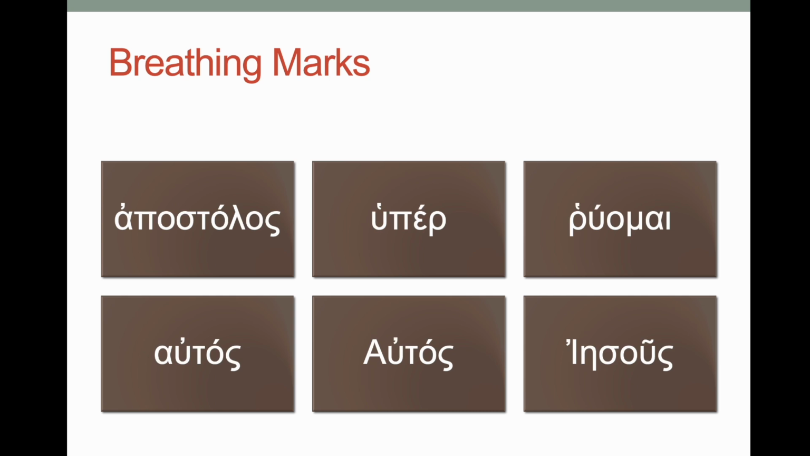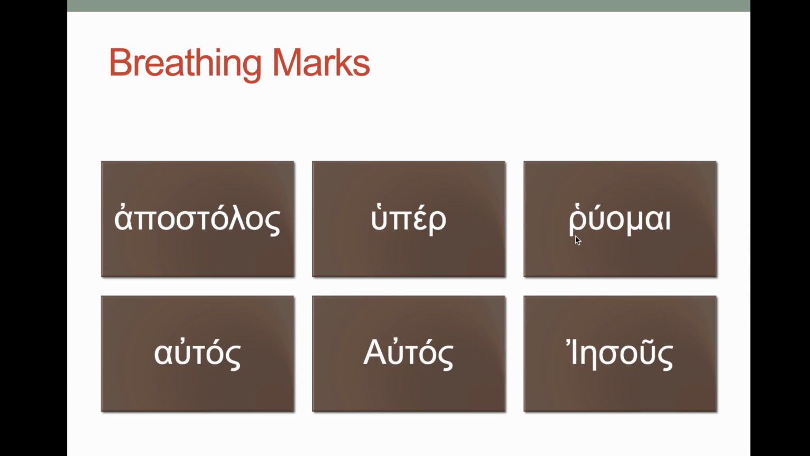Okay, so let me go through a few examples of breathing marks here. The first one you have is a smooth breathing mark, and it's the word for apostle. So it's apostolos. Notice no added pronunciation to that. It's just an alpha. But we have the word for a preposition, and it is a rough breathing mark plus an upsilon. And it is huper. This preposition means above or on behalf of.